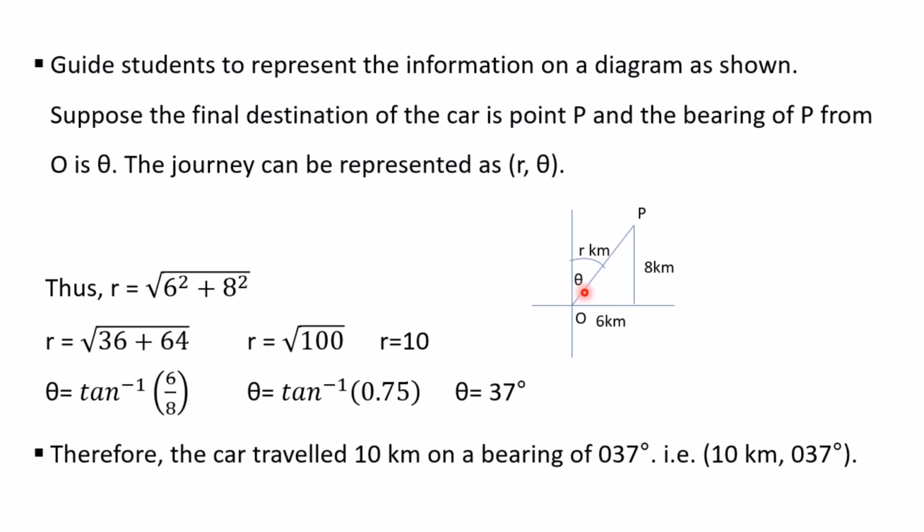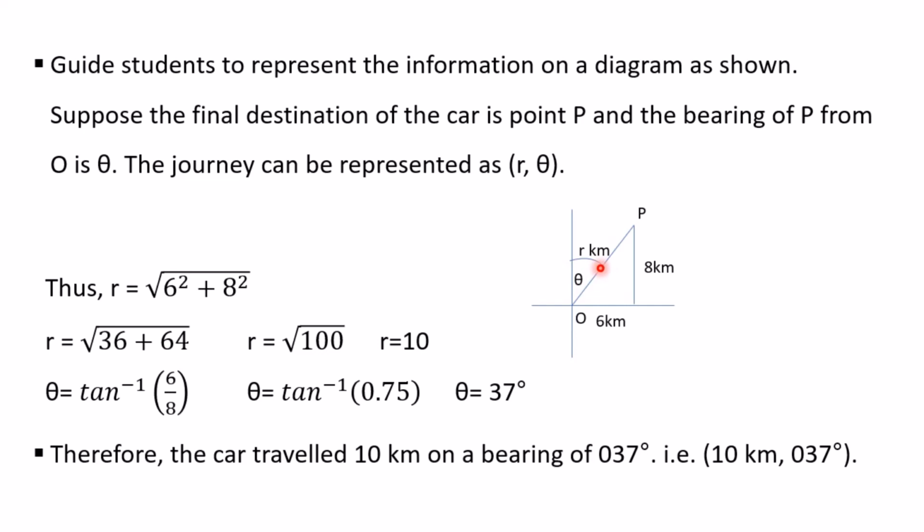So if you want the length, we can use the Pythagorean theorem here. R is equal to the square root of 6 squared plus 8 squared, so R is equal to the square root of 36 plus 64. That's going to give us the square root of 100, and our R will be 10. Now, if you want to find our angle, that's the direction, we are going to use theta equal to tan inverse of 6 over 8. Our opposite here is 6 and our adjacent is 8. So tan inverse of that is going to give us 37 degrees.